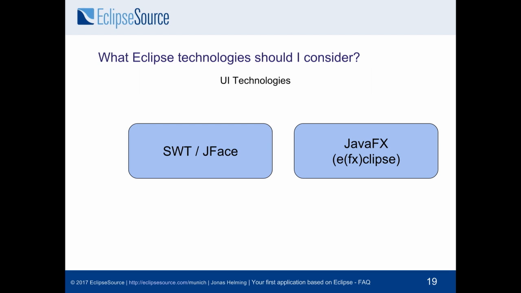Okay, so next question is, which technologies should you use? Which technologies should you consider? UI technologies, most of the stuff is done in SWT and JFace. That's the standard UI toolkit, although there is also support for JavaFX. So if you need to write something very shiny, or if you need to style your application very extensively, you might want to consider JavaFX as an alternative.